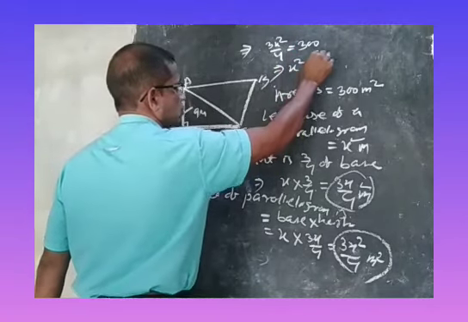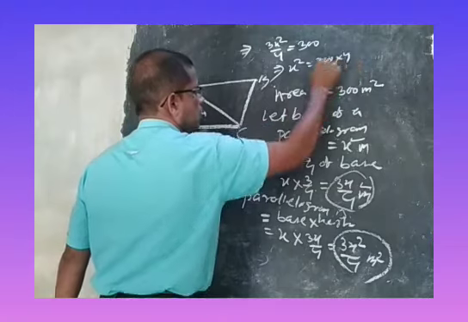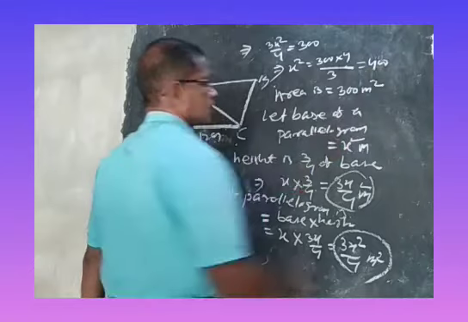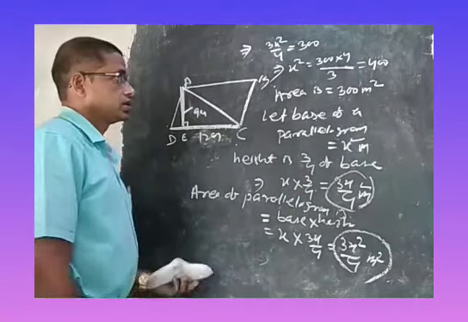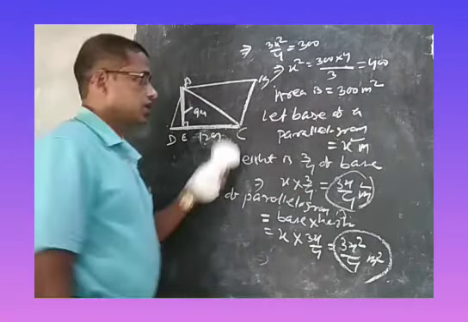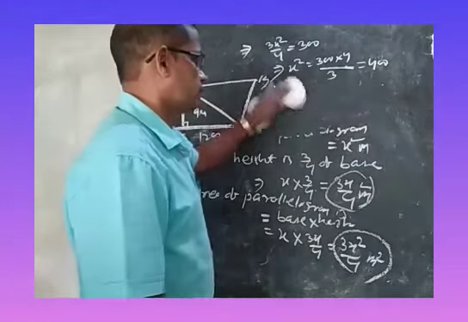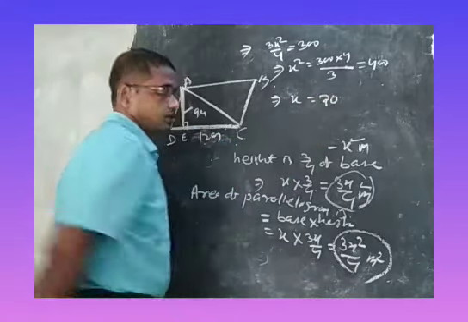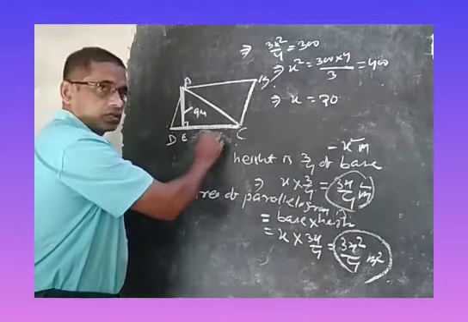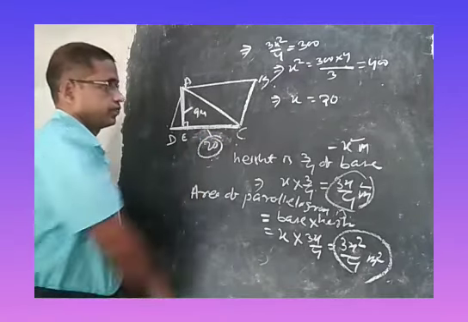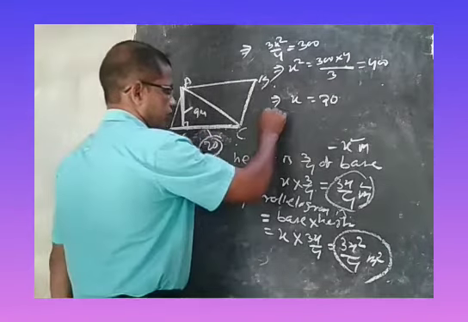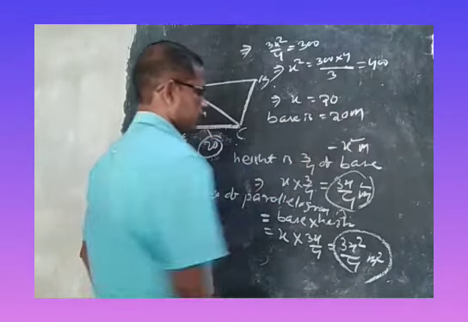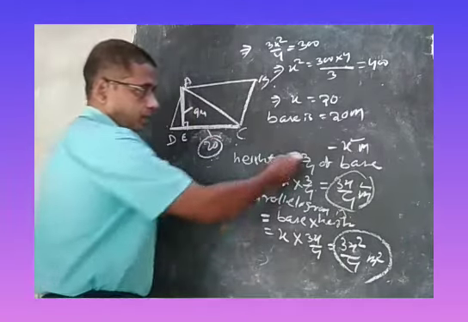x square equal to 300 into 4 divided by 3. Here it is 400. x square equal to 400. x equal to square root of 400. Square root of 400 is 20. This implies x equal to 20. If x equal to 20, the base is 20 meter. Then height is 3/4 of the base.